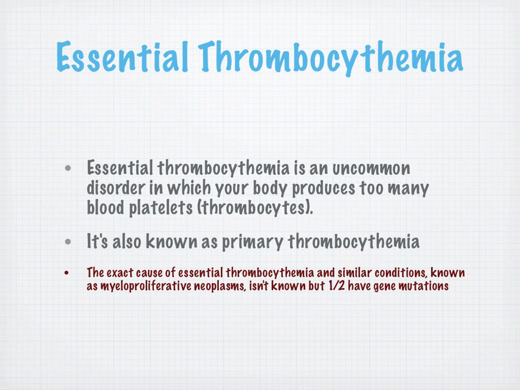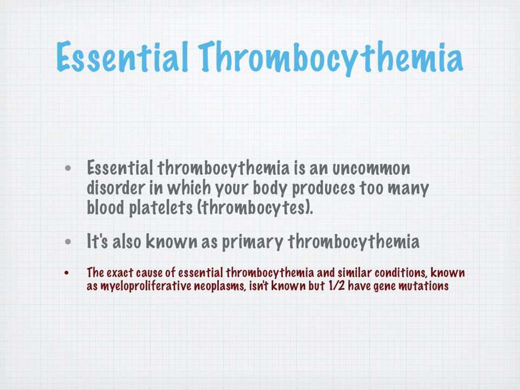So essential thrombocythemia is next. Essential thrombocythemia is an uncommon disorder in which your body produces too many blood platelets. So now we've gone from polycythemia to essential thrombocythemia. Okay? And this is, again, thrombocytes increased. So it's also known as primary thrombocythemia.